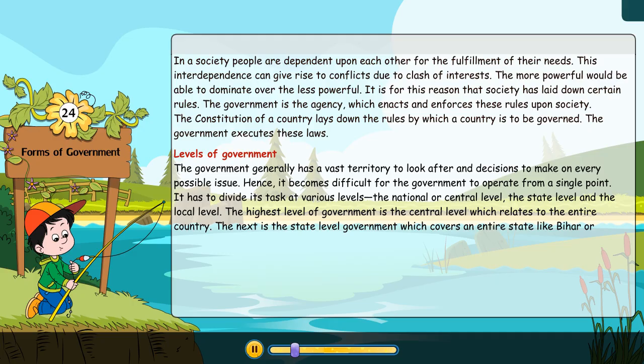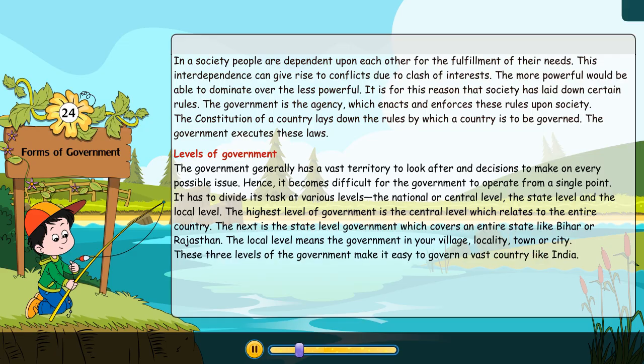The next is the state-level government, which covers an entire state like Bihar or Rajasthan. The local level means the government in your village, locality, town or city. These three levels of the government make it easy to govern a vast country like India.